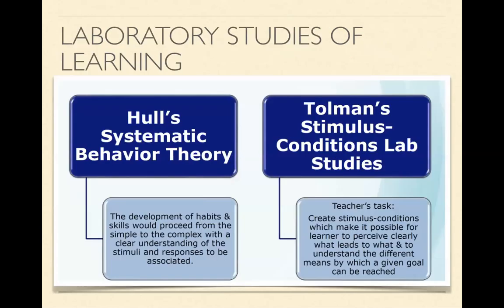So, laboratory studies of learning. We're going to look at Hull and Tolman here. And Hull's systematic behavior theory is basically the development of habits and skills, the idea that they would proceed from the simple to the complex. So you would learn something from the simple, defining a word, to the more complex, which might be analyzing or evaluating in comparison to something else.